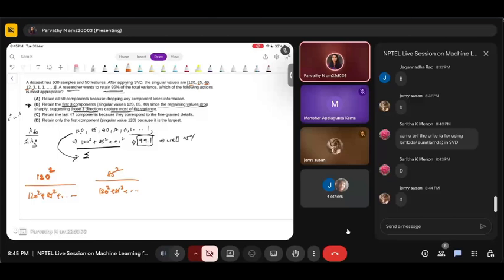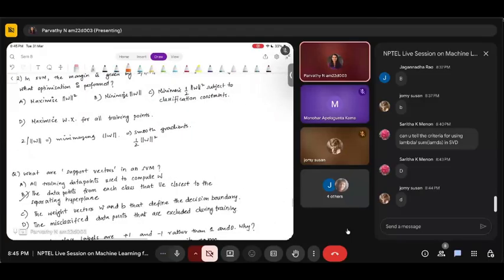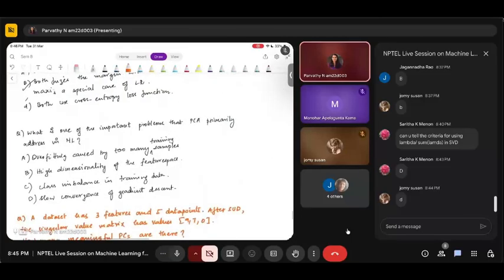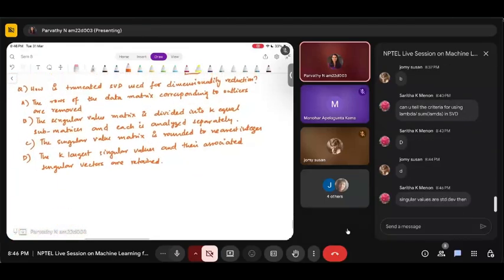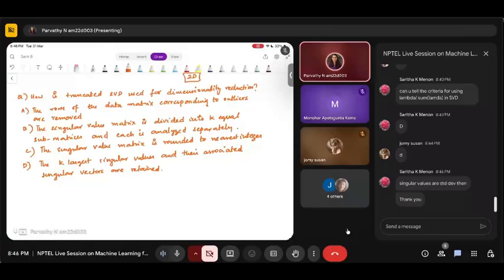Now, if you want to know how much the first two principal components contribute, you just sum these. That is what is shown here. So the first three principal components is what is shown here. The k largest singular values and their associated singular vectors. These are weighted.